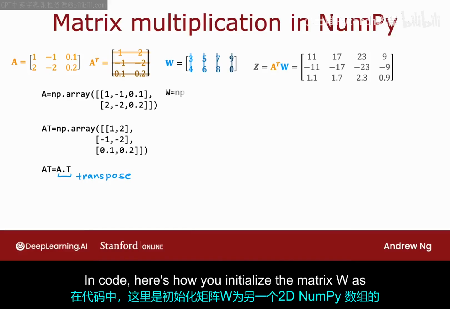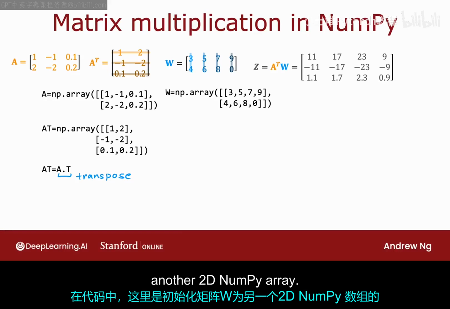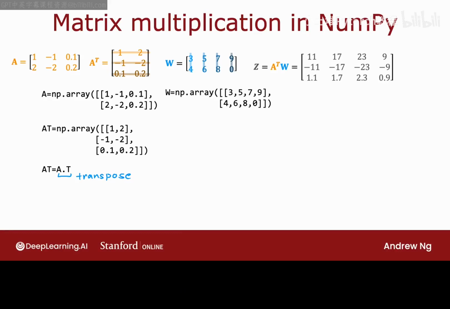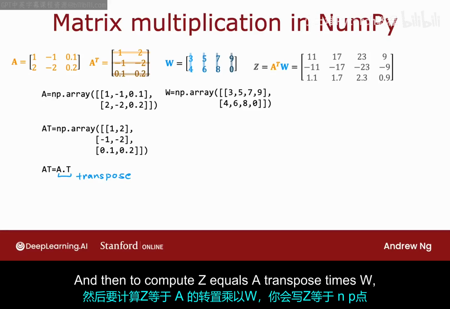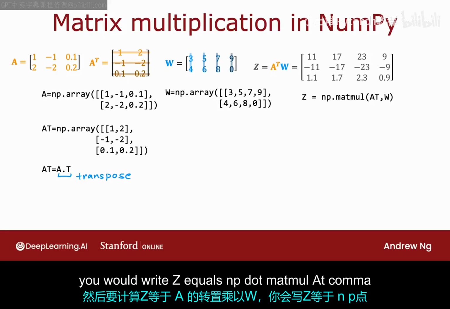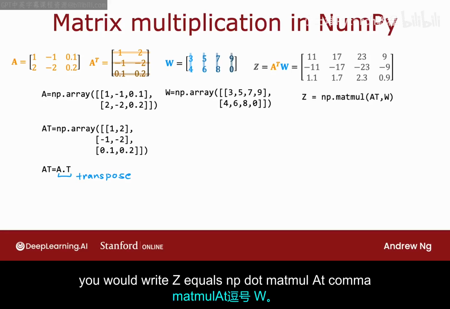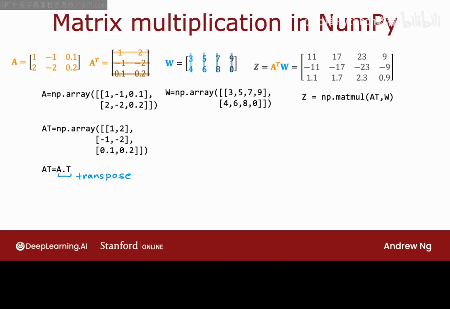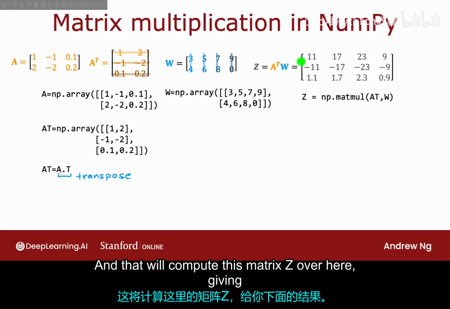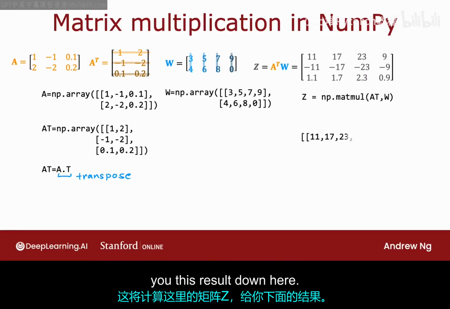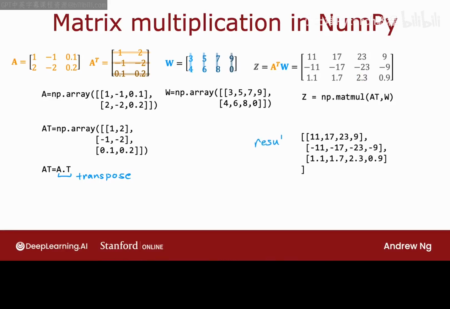That's the transpose function that takes the columns of a matrix and lays them on the side. In code, here's how you would initialize the matrix W as another 2D NumPy array. And then to compute Z equals A transpose times W, you would write Z equals np.matmul(AT, W). And that will compute this matrix Z over here, giving you this result down here.